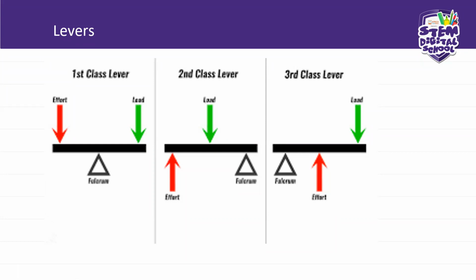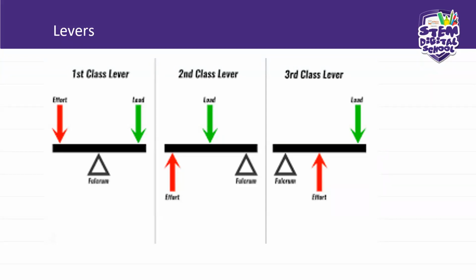Okay, so second class levers are characterized by the load, which is in the middle between the effort and the fulcrum. Third class levers, they have the effort between the fulcrum and the load.